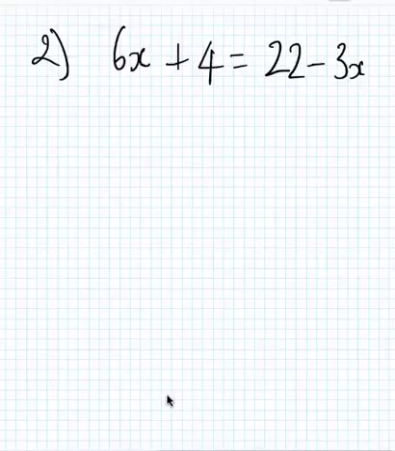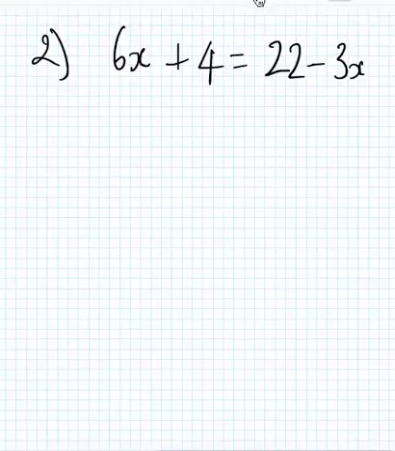So with our next equation, we have 6x plus 4 equals 22 minus 3x. So straight away we see there are two unknown variables, one on this side and one on that side, which happen to be the same number. So we have to bring them together. So we can either bring the 6x to this side or the minus 3x to that side.